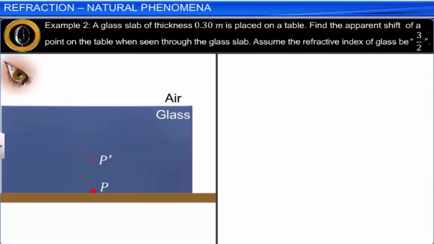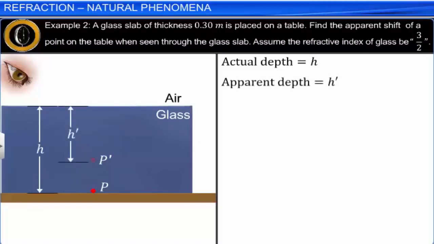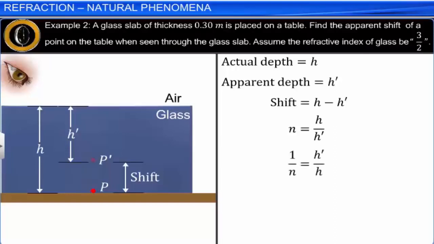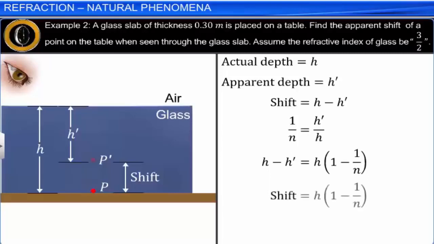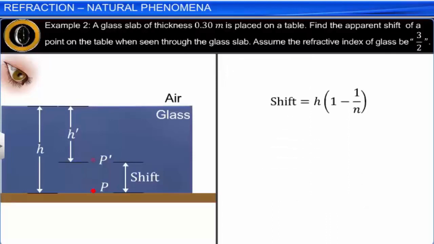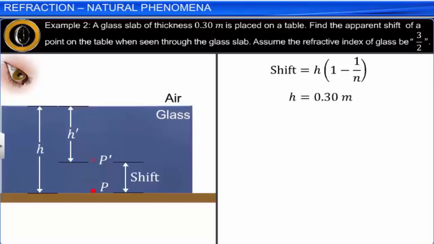Let the actual depth of point P be h and its apparent depth be h'. Then, the shift in the position of P is h minus h'. We know that the refractive index n of the glass is equal to h by h'. This can also be written as 1 by n is equal to h' by h. On further simplification, we get shift is equal to h into (1 minus 1 by n). Given that h is equal to 0.30 meter and n is equal to 3 by 2, substituting these values in the above equation and on further simplification, we get the shift as 0.10 meter.